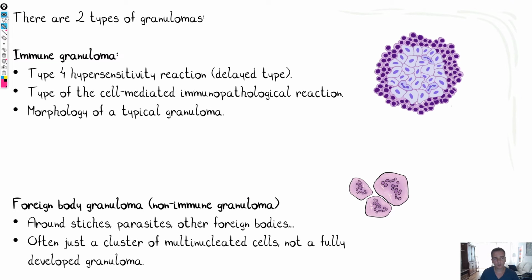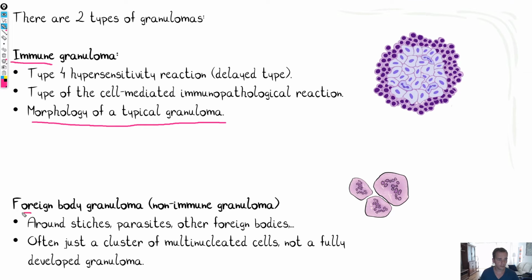And basically we've got two types of granulomas. The first type is immune granuloma. This is the typical granuloma as we know it. So when we talk about granulomas and nothing else, we usually mean the immune granulomas. So it has the morphology of a typical granuloma. And granulomatous inflammation, meaning immune granulomas, is a type 4 hypersensitivity reaction. So it's an immunopathological reaction of the delayed type.